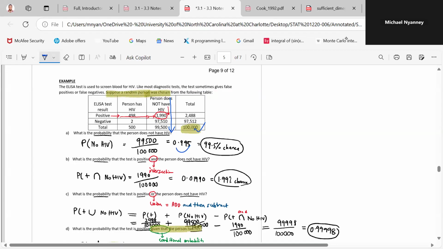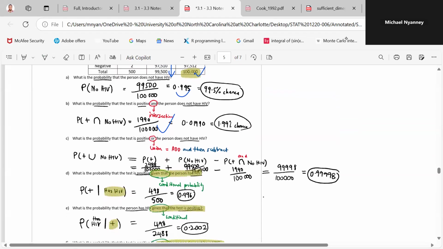Now, what is the probability that the test is positive and the person does not have HIV? So this brings some kind of intersection. The person tests positive, so we have this positive here, and the person does not have HIV, so we have this one here, and the number of people that intersect here is 1990. Then you pick that over the total, and this gives you the probability of those that test positive and the person does not have HIV.